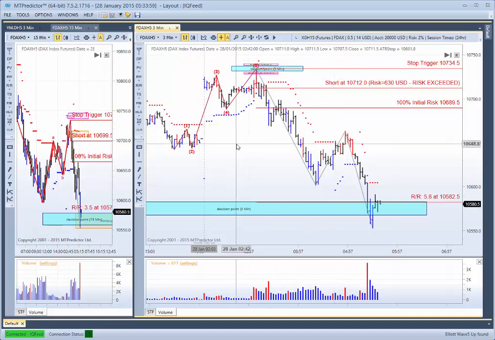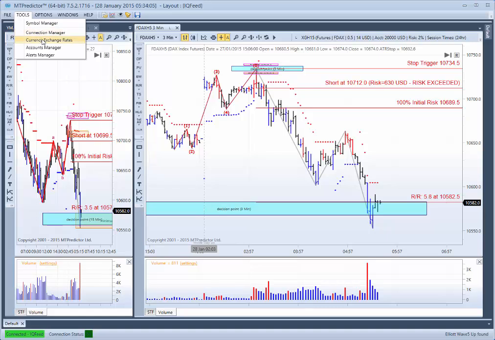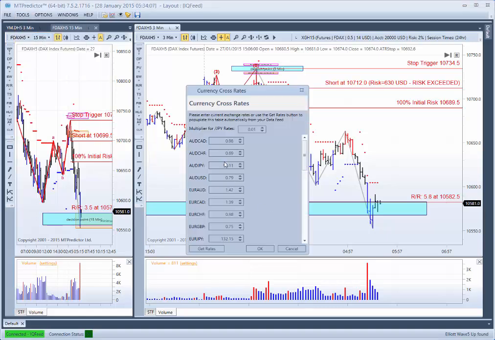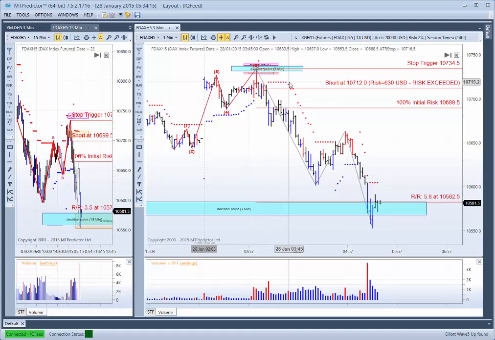Remember, in MTPredictor we actually take account of cross currency rates. For example, in our exchange rate section, we can get the currency cross rates for the different currencies. So when you are looking at a DAX chart, we use our position sizing and account risk in your account currency. In other words, it tells you what the initial risk is in dollars if your account is in dollars.